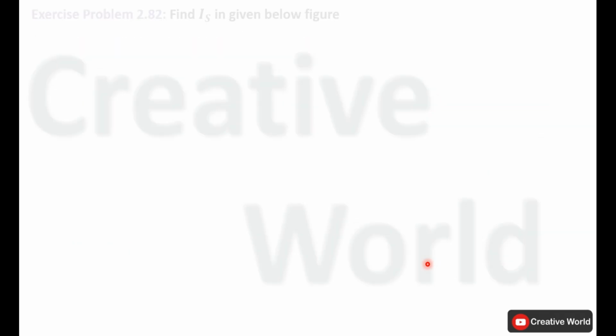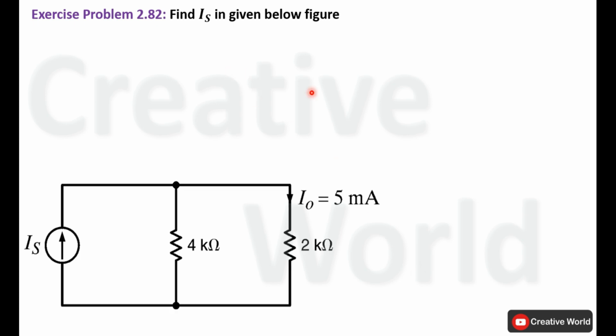Now move towards the problem. Exercise problem number 2.82. Find current IS in the figure given below. In this network, we have to calculate the value of the total current labeled as IS. So without wasting time, let's proceed towards the solution.